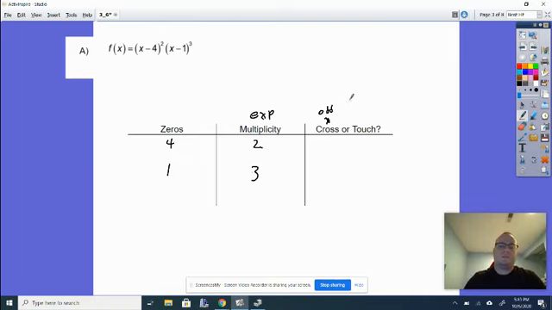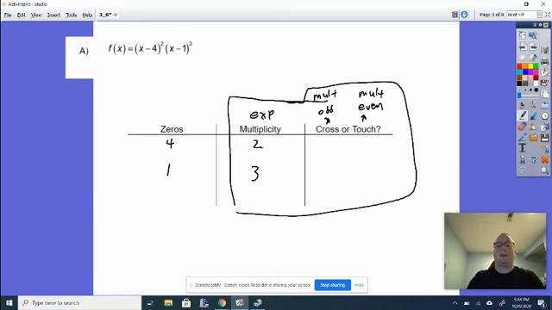Odds cross, evens touch. So I have an even multiplicity here, and it's the multiplicities that matter, so odd multiplicity, even multiplicity, not the zero. I know it's kind of funky on this one because I have even, odd, odd. But I want to make sure that I'm only looking at the multiplicities. So these ones kind of go together. I have an even multiplicity, so this one's going to be a touch. And then this one's going to be a cross.